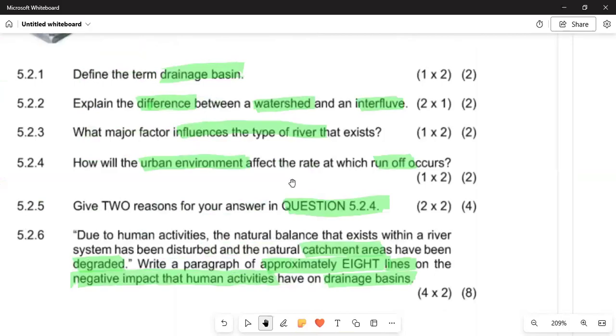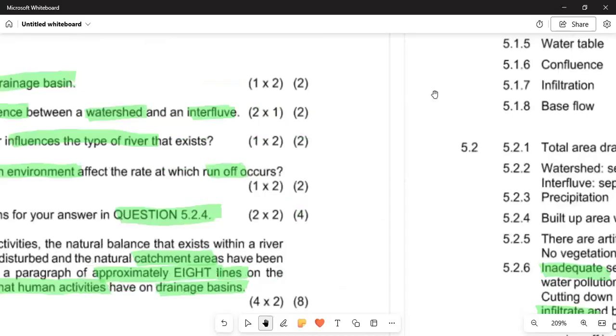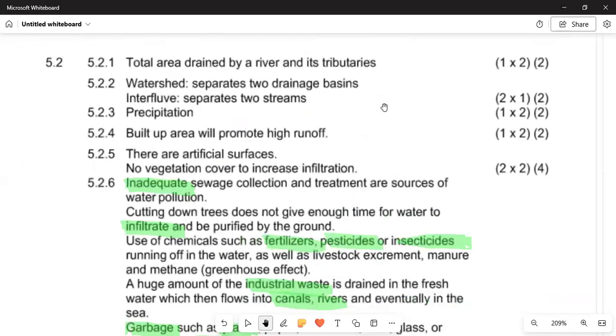They are saying in 5.2.2, explain the difference between the watershed and the interfluve. Remember, I've told you very well what is watershed and what is an interfluve. So we are being asked here to give the differences. Remember, when we are giving the differences, you are explaining to us their characteristics. 5.2.2, the watershed separates 2 drainage basins, while the interfluve separates the 2 streams. Can we please not forget that in our examination?